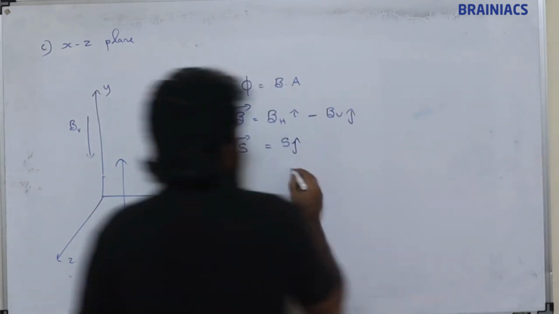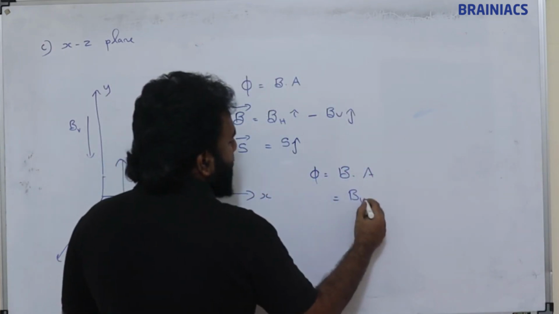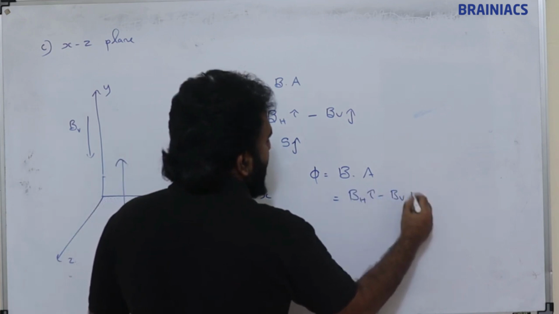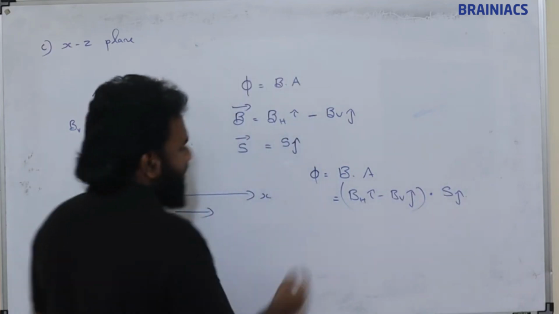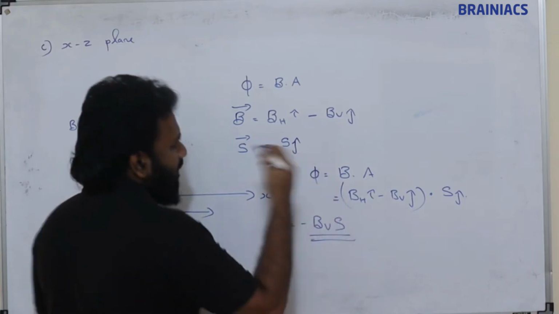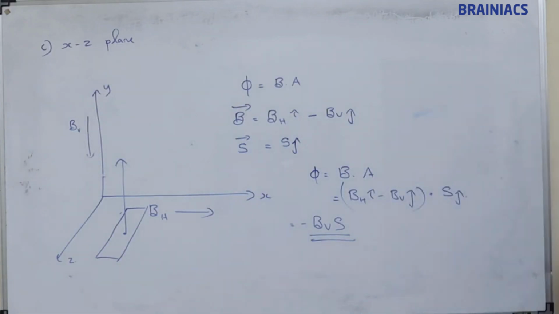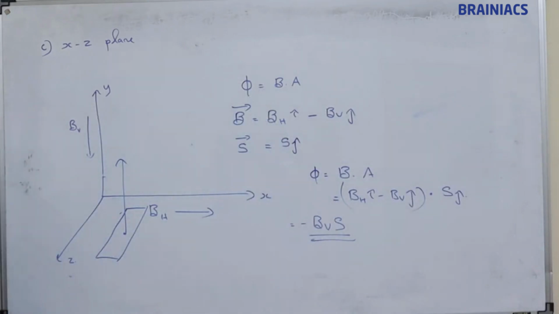So when we do phi is equal to B dot A, (BH i minus BV j) dot S j, what will we get? Minus BV S. Correct? You got the same answer? Minus BV S. Option C. Clear? Shall we move to the next question? The fifth one.